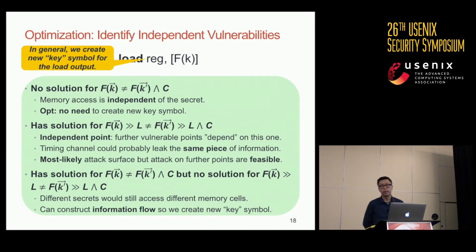The last situation is that there's some solution for the first constraint, but no solution for the second one. It means that this memory load does not become vulnerable regarding our threat model, but still different secrets can lead to the access of different memory locations. So we create some new key symbols to preserve the secret information flow.